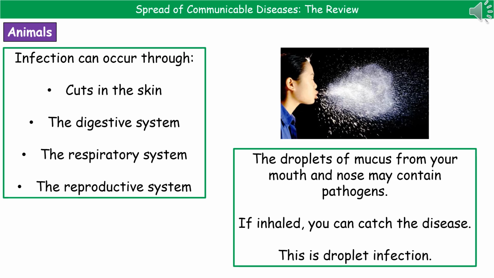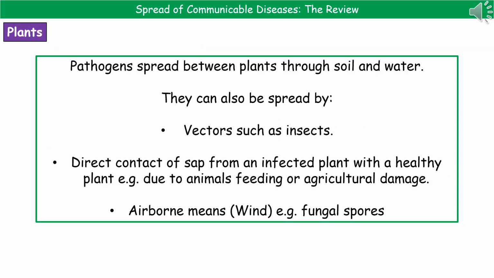So when someone coughs or sneezes in your vicinity, then all of those little droplets are just being emitted into the air. If you inhale those droplets, then you would catch that disease, okay? So this is what's known as droplet infection. Droplets of mucus that contain the pathogens are emitted from the mouth and nose when someone coughs and sneezes, and then someone else inhales it to catch the disease.